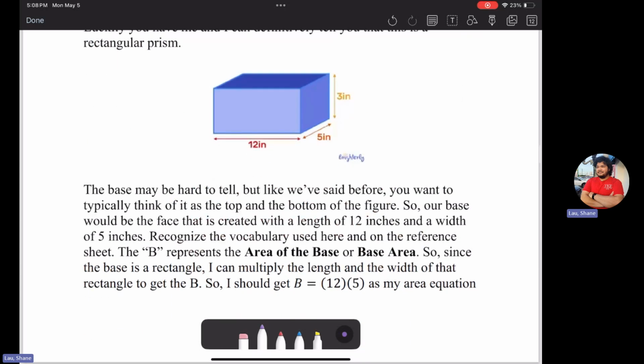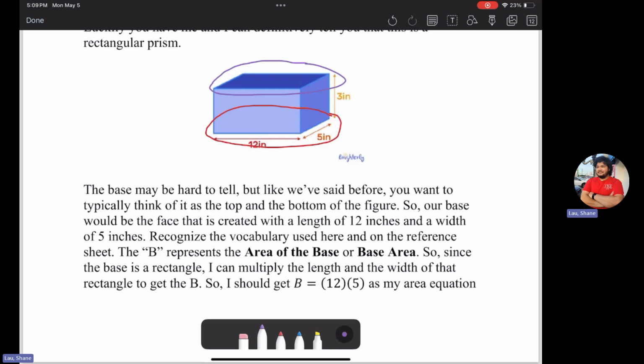I should first be able to identify what my base is. My base, even though it doesn't clearly show it, is going to be this figure, that rectangle that I would normally see right there. In other words, I can see it also on the top. Because I have this 12 and this 5, that must be included in that rectangle. But again, recognize that the base is whatever's on the bottom or whatever's on the top if you are trying to find the base of a figure.